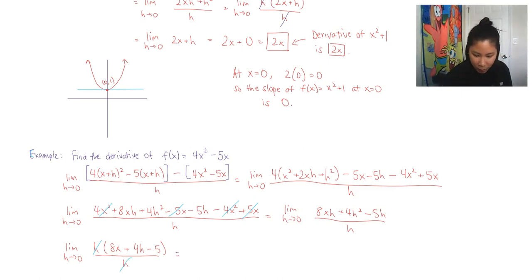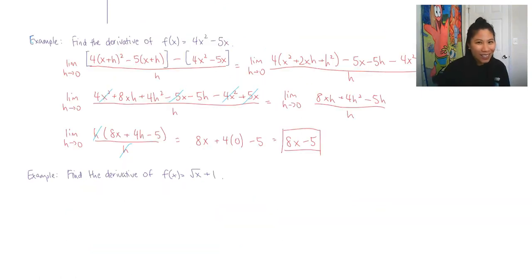Which means at this point, since I no longer have an h on the bottom, I can just plug in 0 for h now. So 8x plus 4 times 0, because I'm plugging in 0 for h, leaves me with 8x minus 5. So 8x minus 5 is the derivative of 4x squared minus 5x.